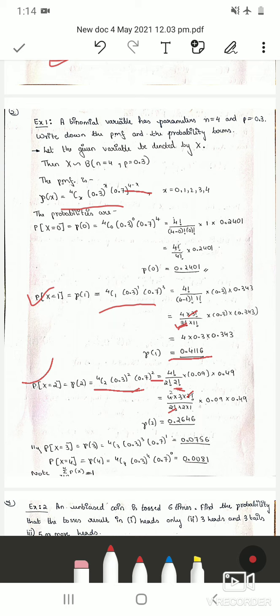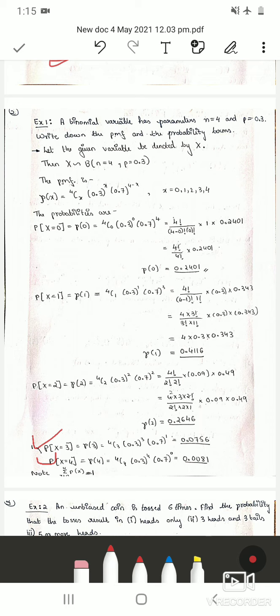Now 2 factorial is 2 into 1, so 2 ones are 2, 2 twos are 4, 4 threes are... so you get 6. So it is 6 into 0.3 into 0.49. When x equals 2, the probability is 0.242646. Similarly, I want you to try for x equal to 3 and x equal to 4. Just substitute 3 wherever x is there, calculate the combination and multiply with the remaining terms, and you will get the answer.